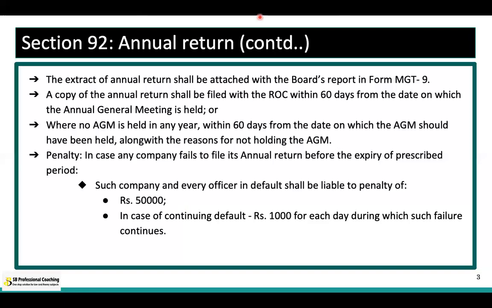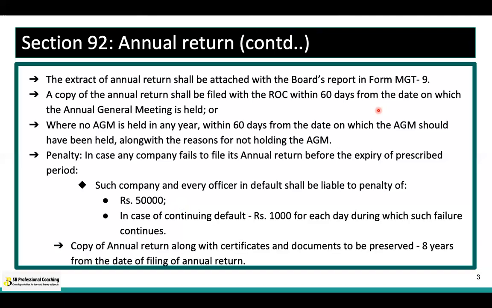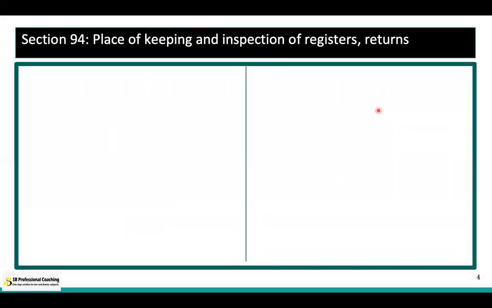So, coming back to our topic, that is penalty. Last point was penalty. If they fail, then penalty of 50,000 rupees and 1,000 rupees for continuing default. Okay, I hope this much is clear. Last point is a copy of annual return along with certificates and documents to be preserved for 8 years from the date of filing of annual return. Okay, now this was section 92. I hope section 92 is extremely clear to all of you.